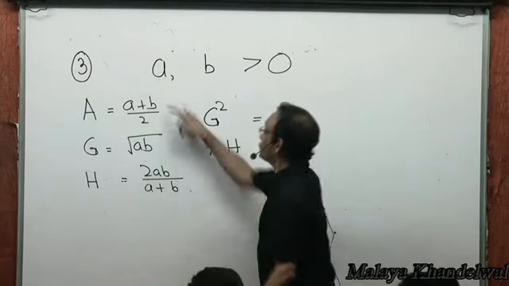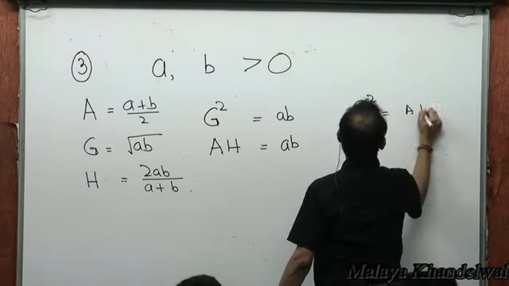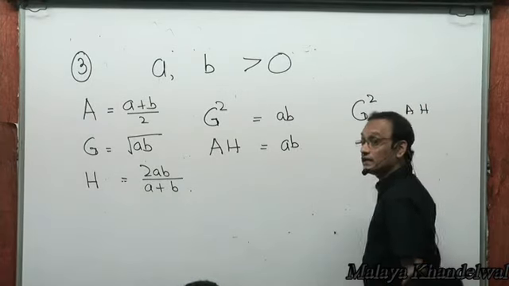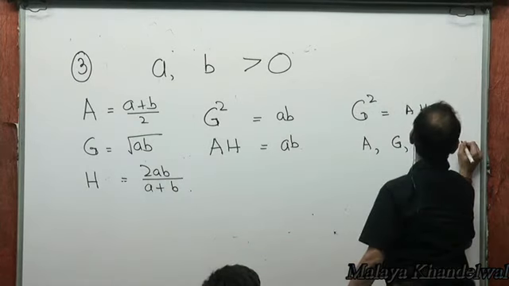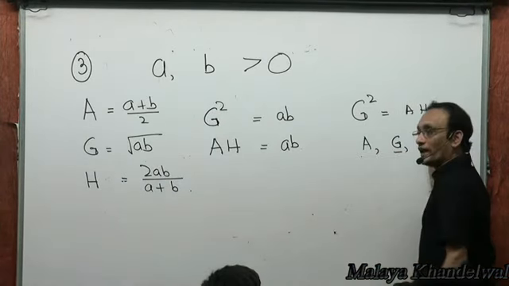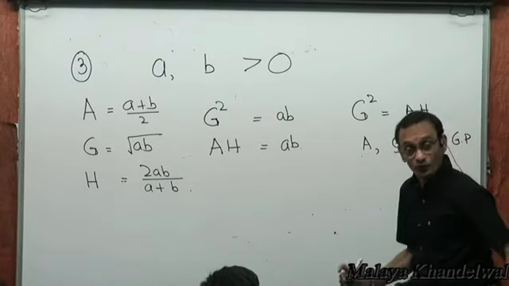AB. A into H is AB. So do you realize that G squared is AH? Very clearly, A, G and H must constitute a GP series, isn't it? If G squared is A into H, then AGH must constitute a GP series. Yes or no?